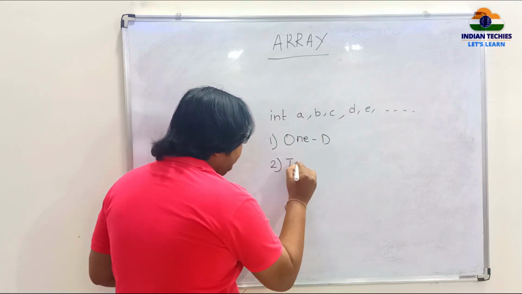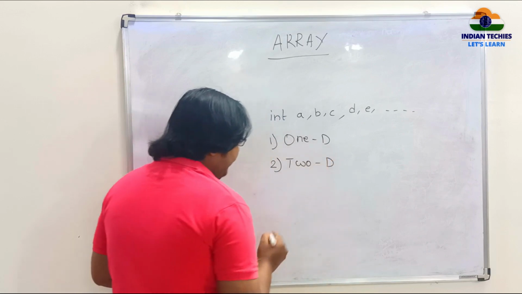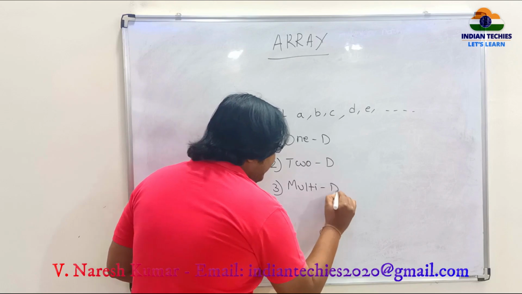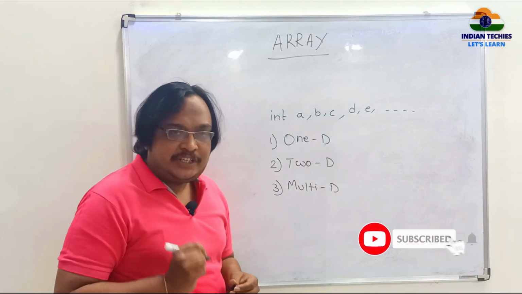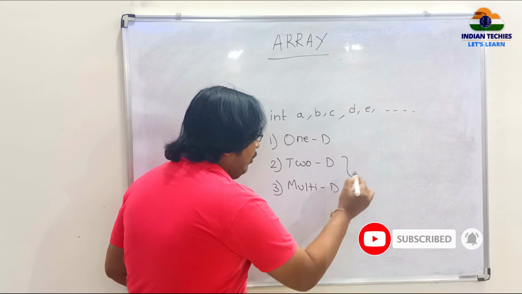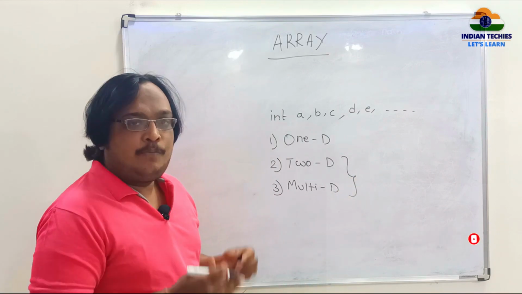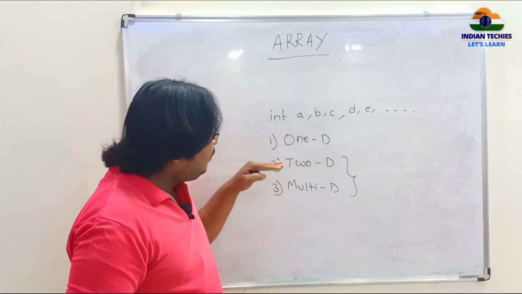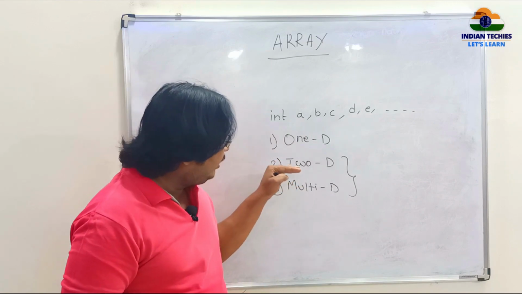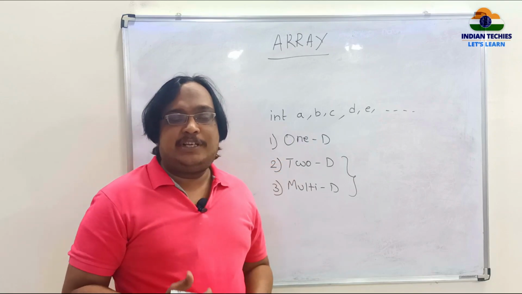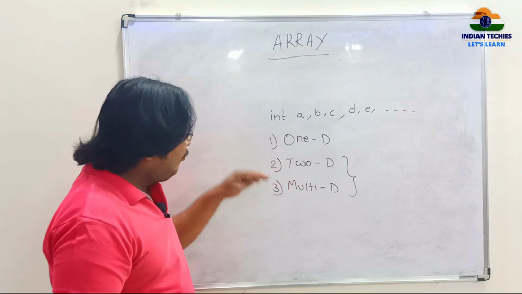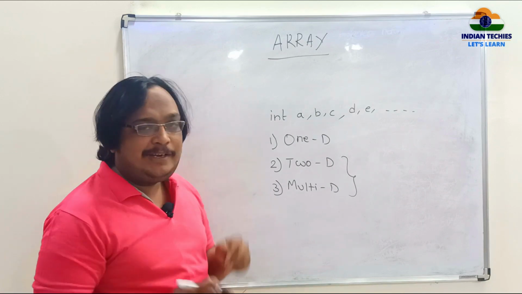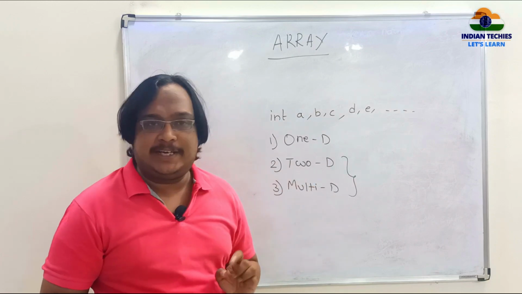Second one is the two-dimensional array. And third one is the multi-dimensional array. Generally, these two can be called multi-dimensional arrays because more than one dimension is considered multi-dimensional. But since we majorly use the two-dimensional array continuously for different purposes, we have separated the two-dimensional array as a separate one. So generally we only have two types of arrays, that is, one-dimensional and multi-dimensional.